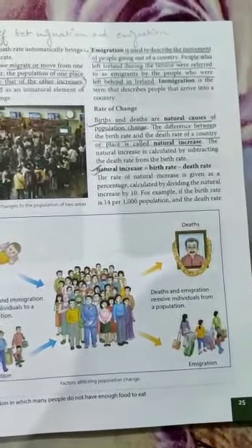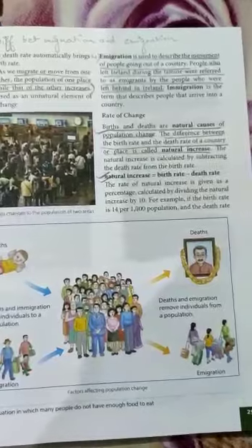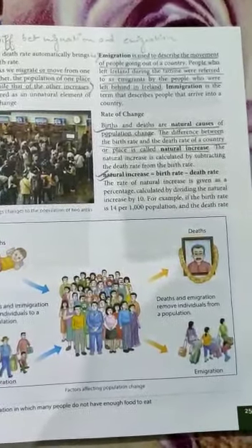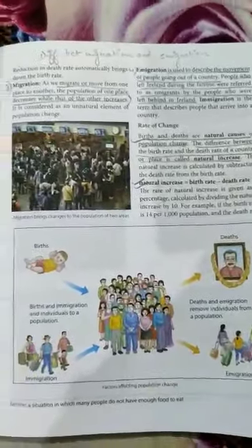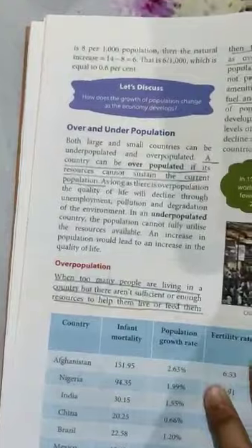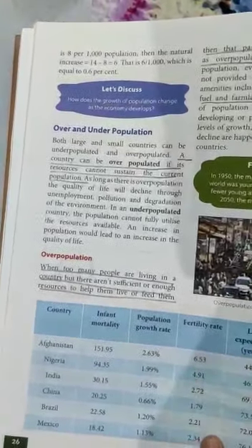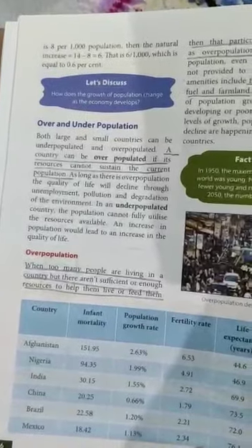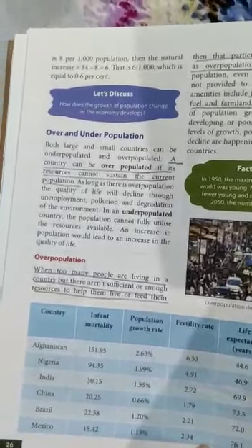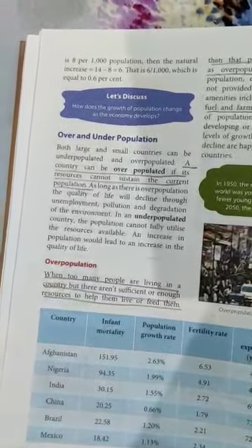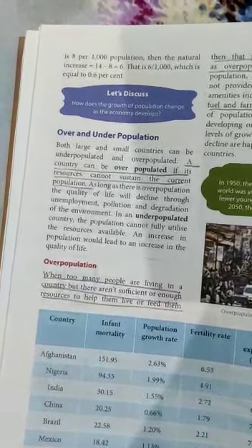Let's take an example. If the birth rate is 14 per 1,000 population and the death rate is 8 per 1,000 population, then the natural increase equals 14 minus 8, that is 6. So 6 divided by 1,000 is equal to 0.6%.